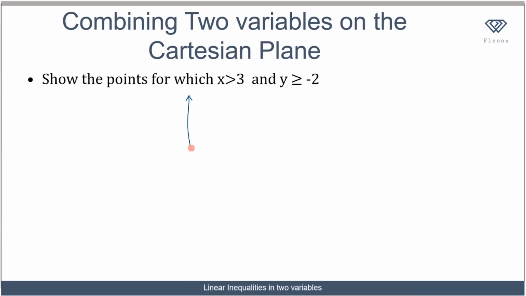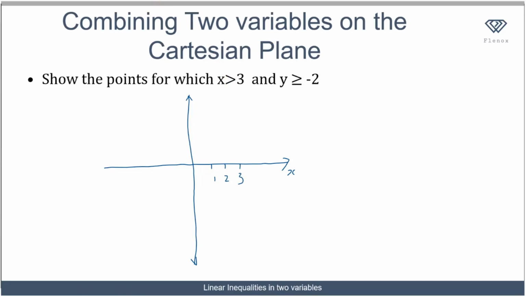First, I need to identify those points on the Cartesian plane. To do that, like we have done before, the first one tells me that x is greater than 3. So I look for the value of 3, and where does it lie on the x-axis? This is my 1, and this is my 2, and this is my 3.